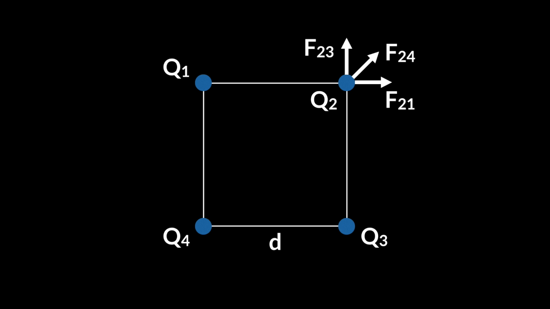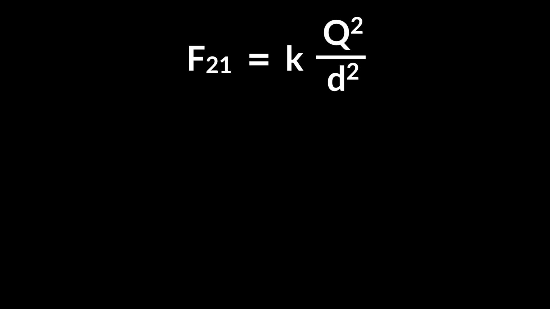So let's calculate each one of these three vectors. Let's look at F21 first. So we have our equation here. We know that Q1 and Q2 are both just equal to Q, so that's why there's a Q squared on the top, and the distance between them is D.